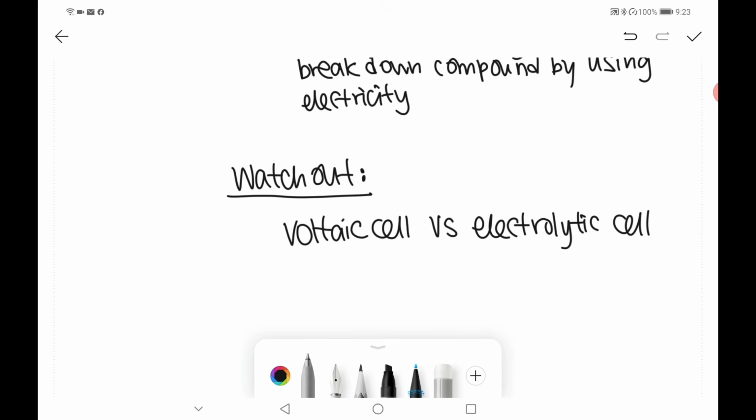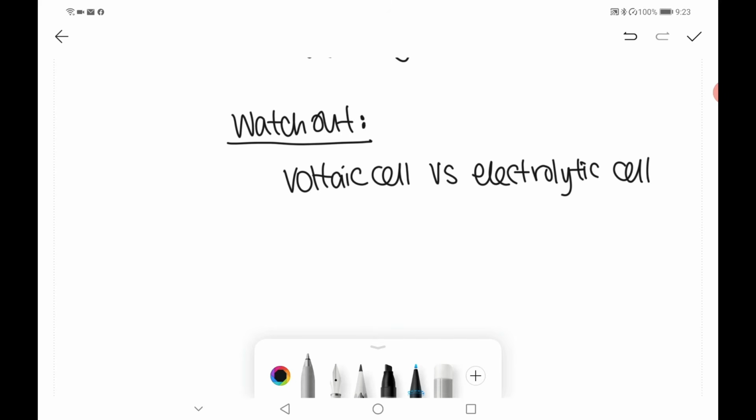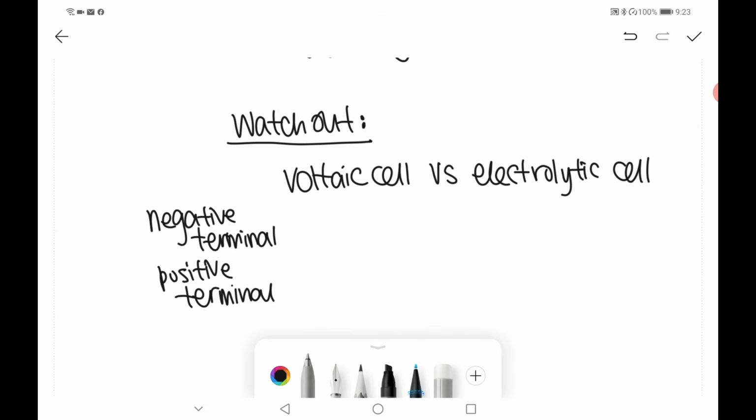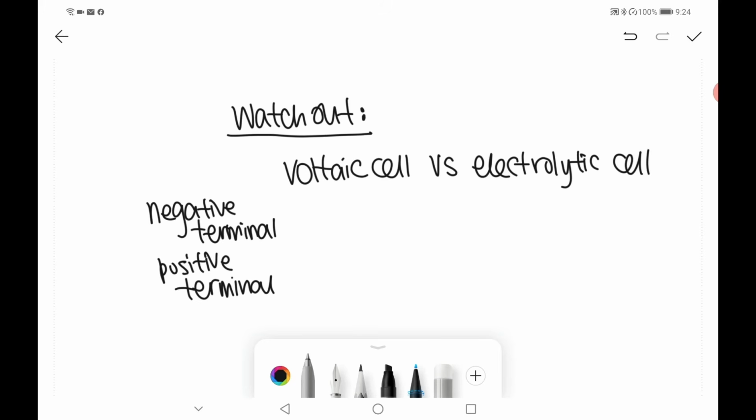Yeah, so you have to be very, very careful. Voltaic Cell and Electrolytic Cell, both of them have a negative terminal, and both of them have a positive terminal. You have to be careful because sometimes they don't want us to use positive and negative terminal. They want us to use anode and cathode. So in Voltaic Cell, negative terminal is anode, positive terminal is cathode.